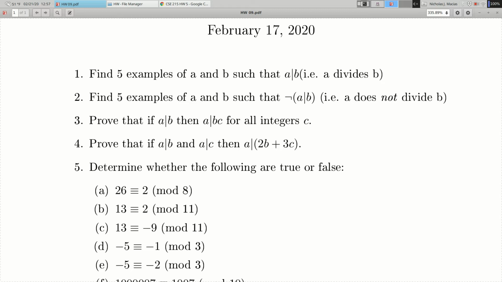Hey, no cheating. Look at your own board. Isn't it 4, 2? Yeah, it goes the other way. So this says 10 divides 5. That's opposite. So this goes that way. Basically that's what that means. I actually wrote it backwards. I meant to say, find 5 examples of A and B such that A does not divide B.